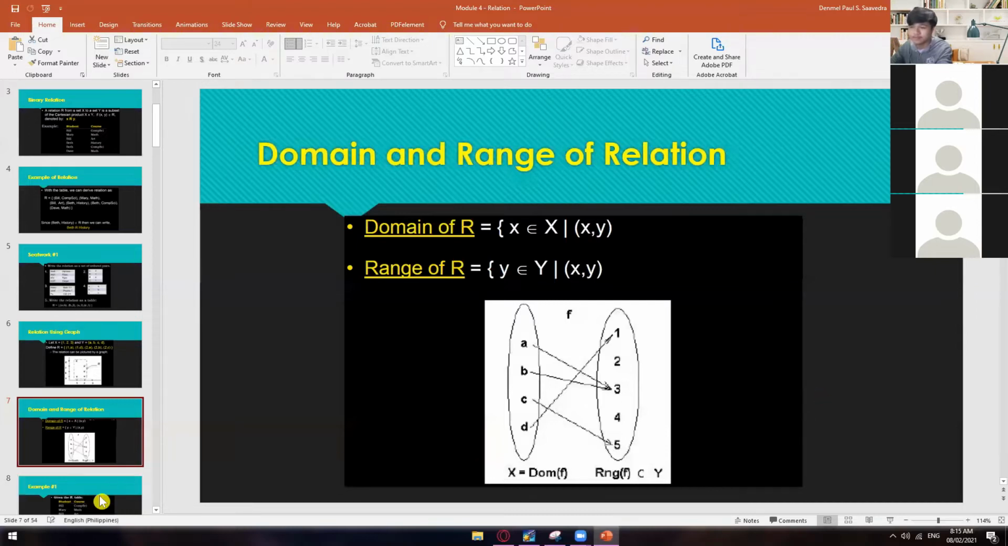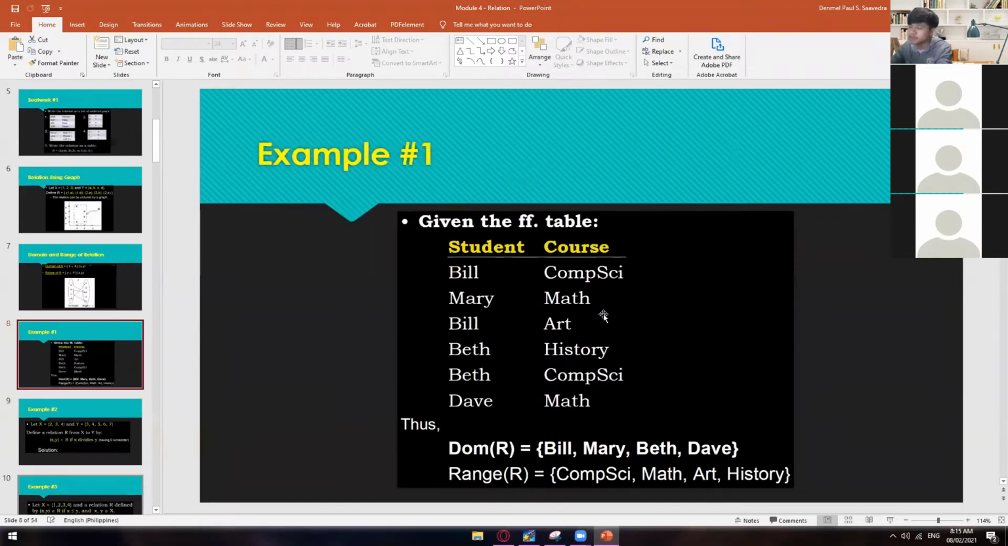All right. So let's have another example, using the table before. From here, we could already see that the domains are Bill, Mary, Bill, Beth, Dave. And then the range is comp sci, math, art, history, comp sci, math. But since it's in the form of a set, it should have only distinct values, with no repeated elements.